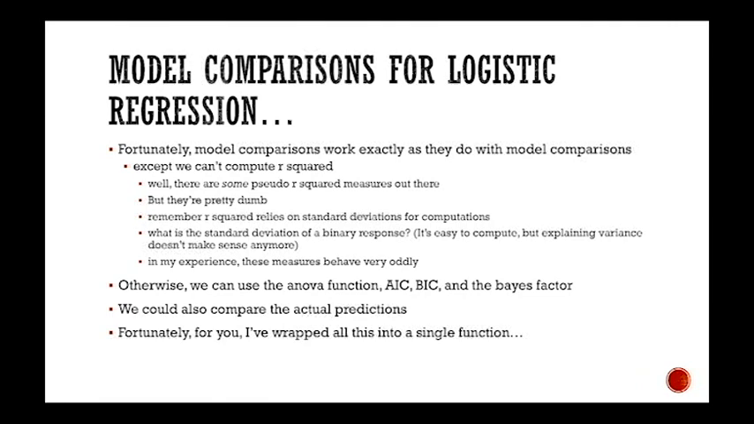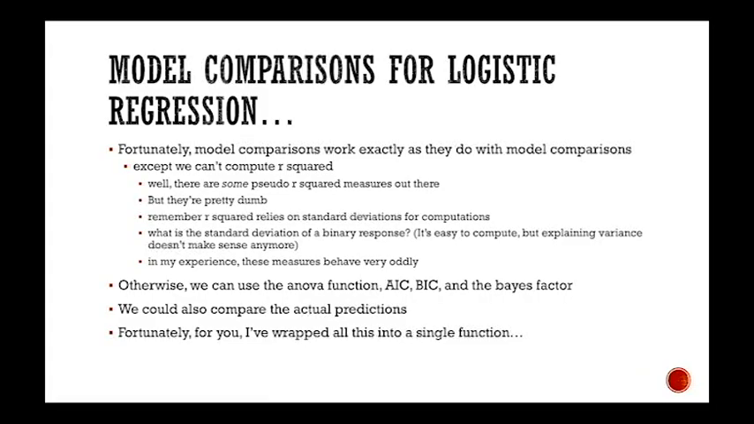But what we can do is we can use the ANOVA function as before, kind of. We can use the AIC, the BIC, and the Bayes factor. And we could also compare the actual predictions. And fortunately for you, I've wrapped this all into a single function. Unfortunately, this was necessary because you remember how I told you a couple weeks ago that sometimes R is a little uppity. If there is no agreed upon way to compute a p-value or an effect size or something like that, they just don't report it. Well, this is one of those situations. If you do the ANOVA function with two different logistic models, it pitches a fit and doesn't give you a p-value, which we're not terribly offended by because p-values are meh anyway.